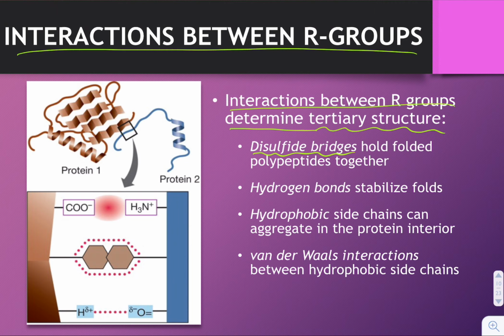Disulfide bridges hold folded polypeptides together. Hydrogen bonds stabilize folds. Hydrophobic side chains can aggregate in the protein interior, so they can be inside. And then van der Waals interactions are going to happen between hydrophobic side chains. So this is all happening in the tertiary business, right? And then if it's happening in the tertiary and we have a quaternary structure, then that's happening there too, okay?